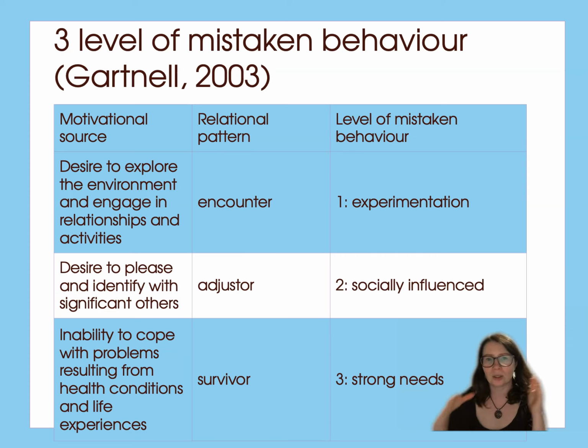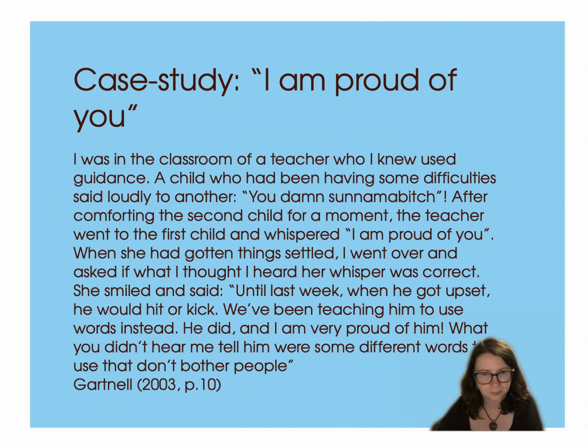So in any case, whatever the level of mistaken behavior is, you need to understand the motivational source or underlying issue. So this always goes back to us observing the child and interacting with the child's family and the child's educator, gaining as much information as we can and then analyzing it.